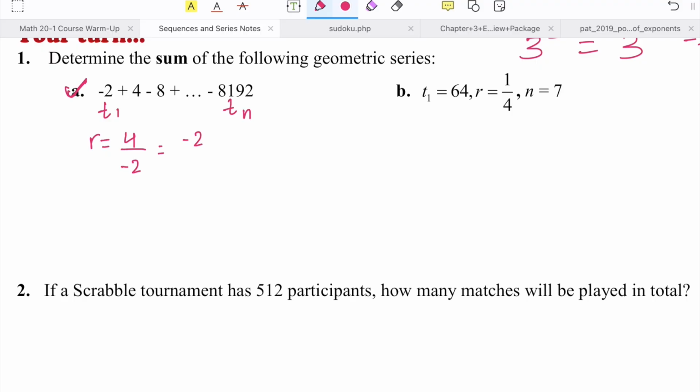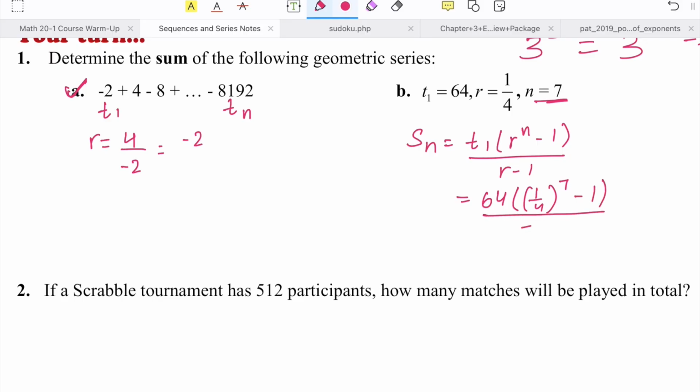Second question, T1, R, and N all are given to you. So you'll just use the first formula, T1 times R to the power of N minus 1 over R minus 1, which is 64 times 1/4 to the power of N. N is 7, so we can replace that, minus 1 over 1/4 minus 1. So put that in the calculator, and S7 will be 85.3. Questions?